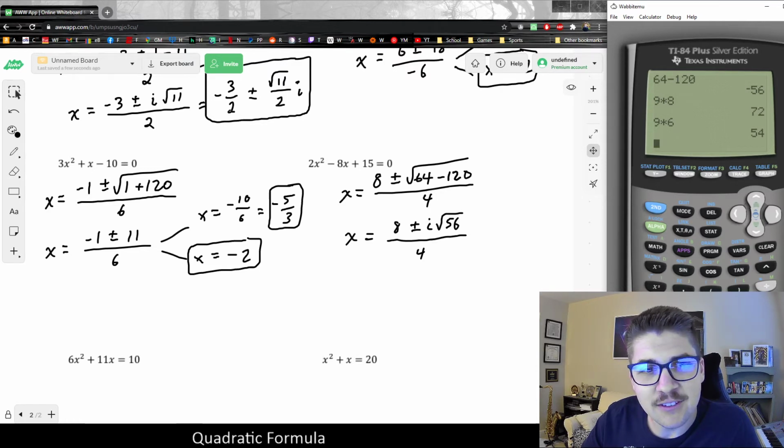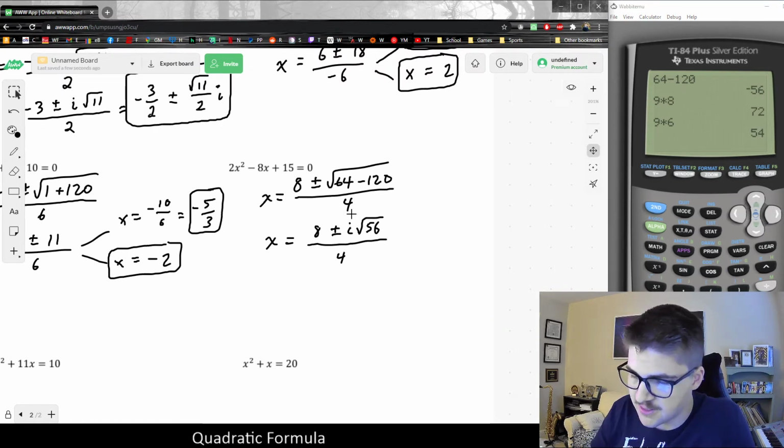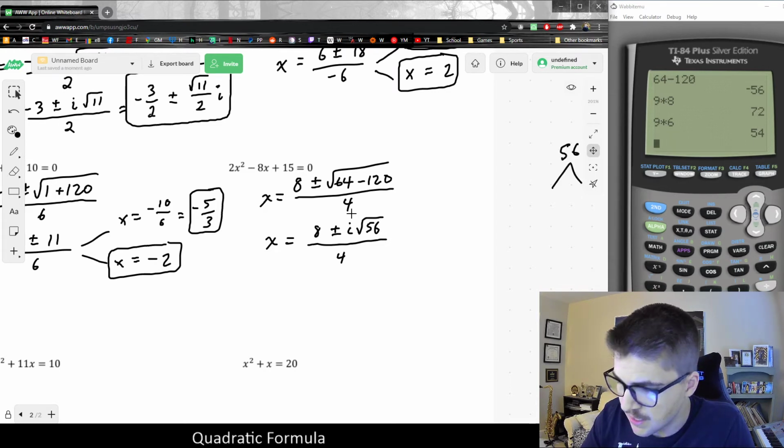I believe, and if you're not sure how to factor the root, instead of guessing, which is what I'm kind of doing right now, I was getting my times table mixed up a little bit. We could always just factor it. Actually, 56 is 4 times something, right? Because 60 is 4 times 15, so this would be 4 times 14. And that would be 7 times 2.